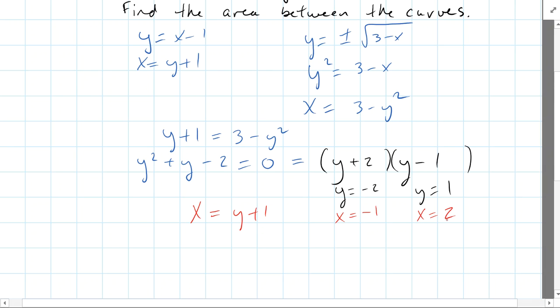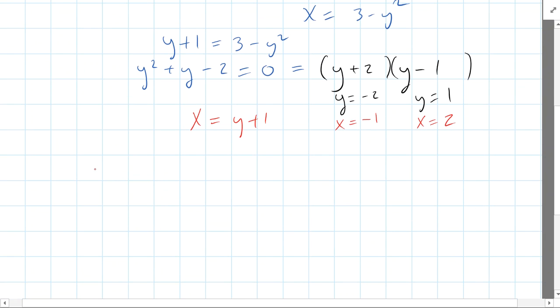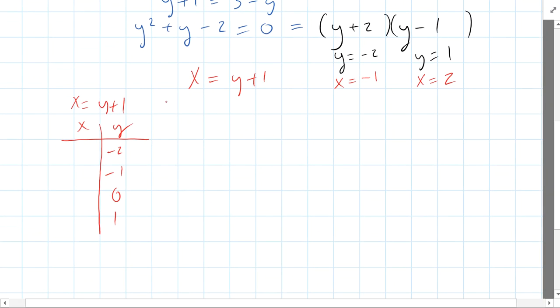Yeah. All right. We need to graph these also. So let's go make some XY tables. So this is for the red, we're going to make this one x is equal to y plus 1. Okay, I already have 1 point. So this is my x, this is my y. And I already know it's going to go between these. So if my x's are going between negative 1 and 2, my y's are going from negative 2 to 1. So I'm going to plug in negative 2, negative 1, 0, and 1 for my y.